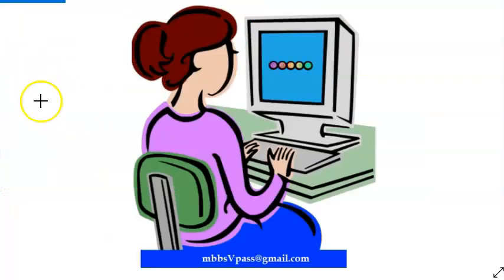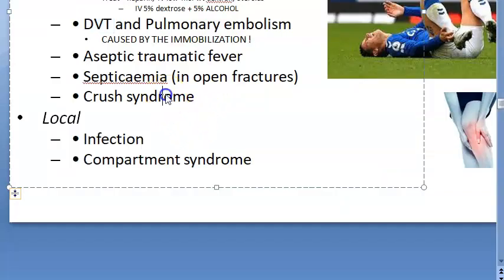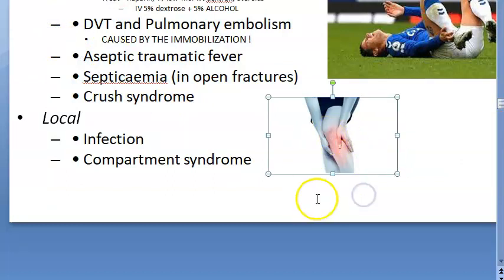There's Homan's sign which will tell you whether there is DVT. It causes pain, calf tenderness, which is exaggerated by passive dorsiflexion of the ankle. This is not done anymore, if I'm not wrong. That's what we were taught in surgery clinicals. So basically, what will you see in these patients? Initially, there'll be leg swelling, calf tenderness.